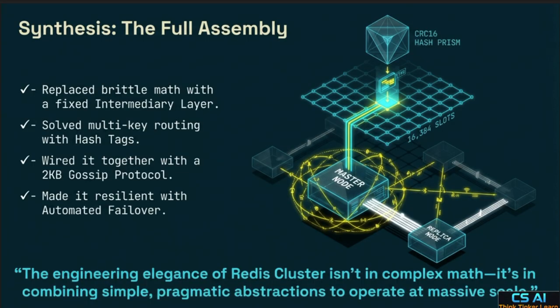To wrap up, Redis cluster replaced brittle math with a fixed intermediary layer, solved multi-key routing with hashtags, wired it together with a 2 KB gossip protocol, and made it resilient with automated failover. The engineering elegance here is not in complex math. It's in combining simple, pragmatic abstractions to operate at massive scale.